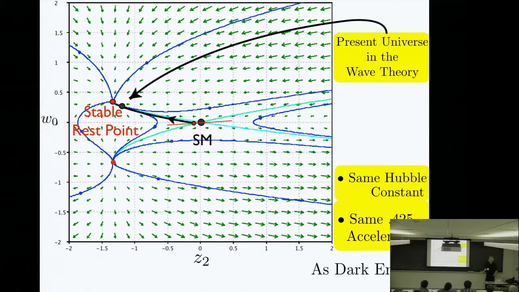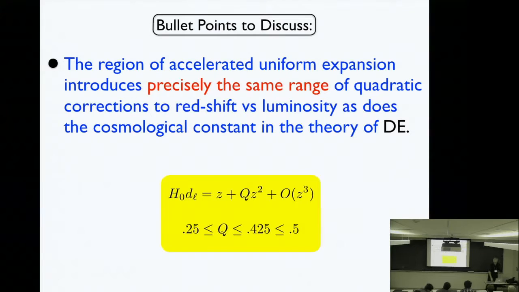So here's another picture. Where are we? I'm going to tell you we're here. We're out here near the stable rest point. That's the place where the Hubble constant matches the observed Hubble constant. And you can compare with dark energy. It has the same quadratic correction to redshift versus luminosity as dark energy. And the third order correction is a prediction of the theory that is in principle measurable.